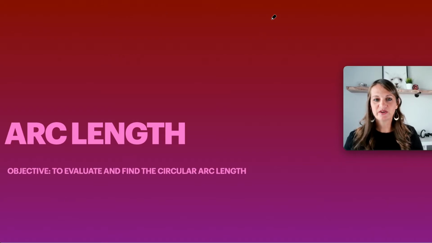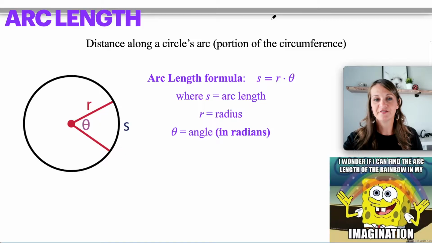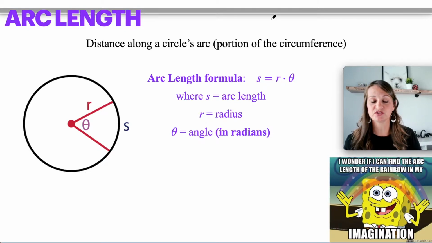In this video, we are going to be discussing circular arc length and how to evaluate and find it. An arc length is the distance along a circle's arc. Basically, it is going to be some type of proportion of the circumference, because if you remember, the circumference of a circle is the distance around the circle.